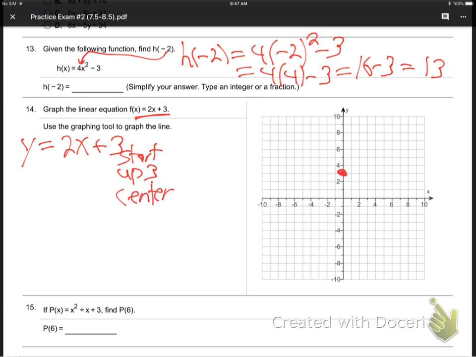Right there at 3. There's your first dot. And then you do the slope from there. It's 2 over 1, rise over run. So from this dot you go up to 1, 2 over 1. Boom, there's the second dot. And then you just connect the dots. And you've got the line. So we started up 3, then go up 2 over 1, and right up 2 over 1, and get our second dot, and connect the dots.